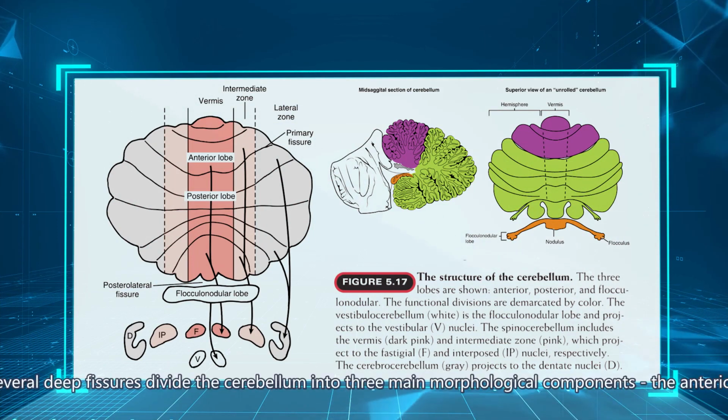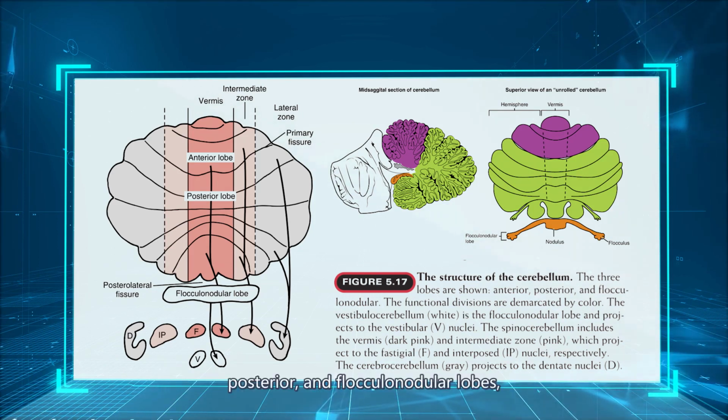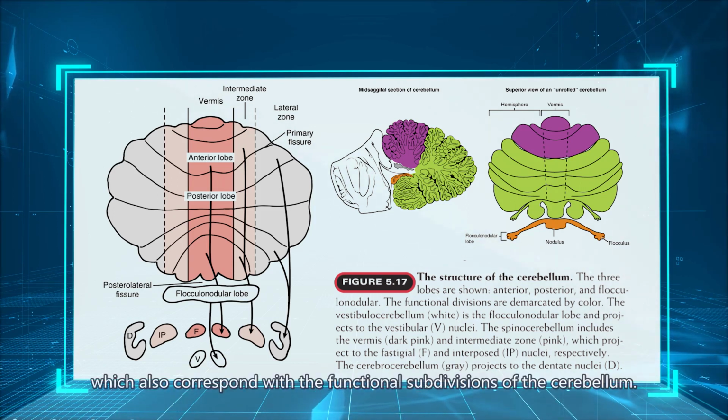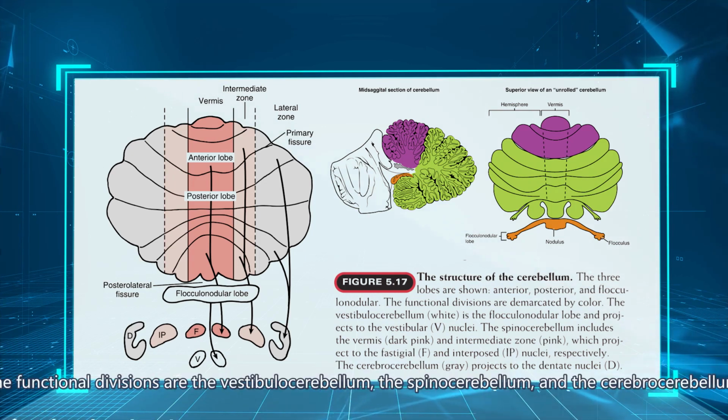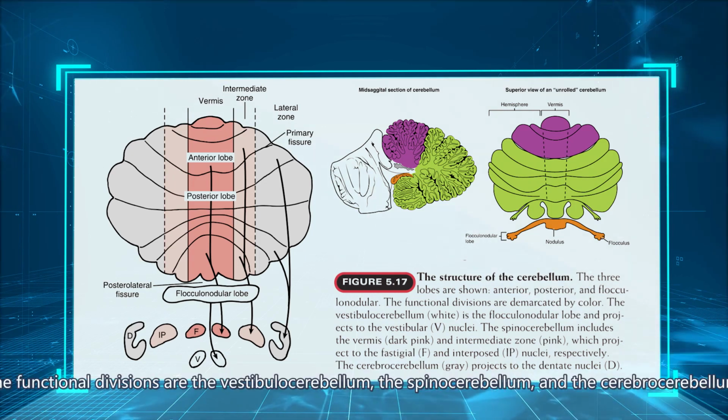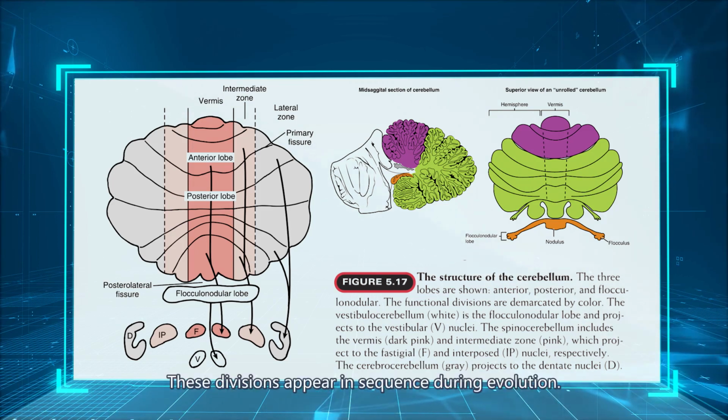Several deep fissures divide the cerebellum into three main morphological components: the anterior, posterior, and flocculonodular lobes, which also correspond with the functional subdivision of the cerebellum. The functional divisions are the vestibulocerebellum, the spinal cerebellum, and the cerebral cerebellum. These divisions appear in sequence during evolution.